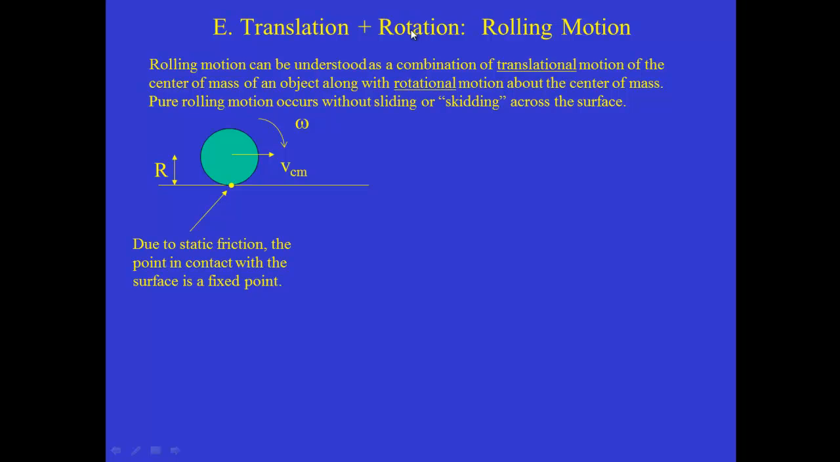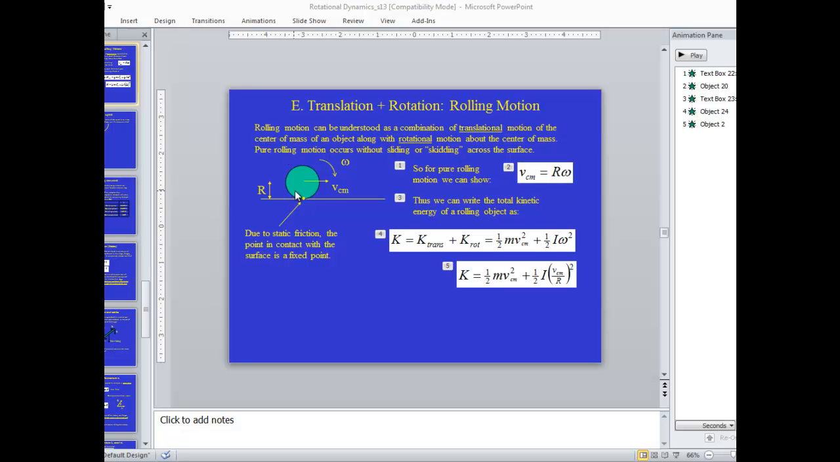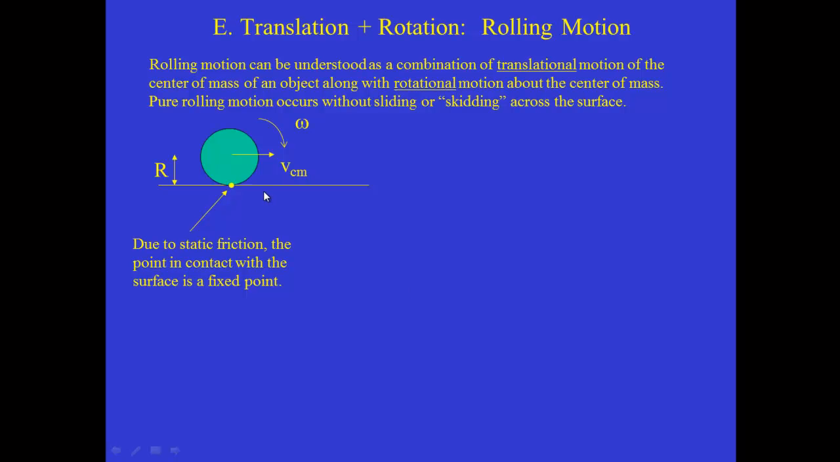Another case, and this is the one that we're going to analyze more closely, is that of rolling motion, where the object that's rotating is in contact with a surface, and it's moving across the surface without sliding or skidding, so that the point on the object that is in contact with the surface instantaneously is not moving. Because of static friction, the point where the object is in contact with the surface is instantaneously at rest for just a moment until the object rotates a little bit further.